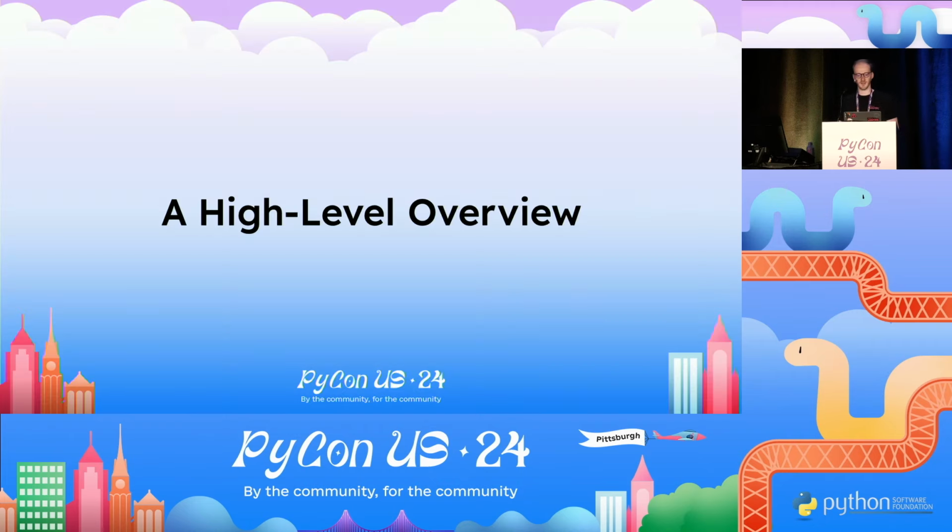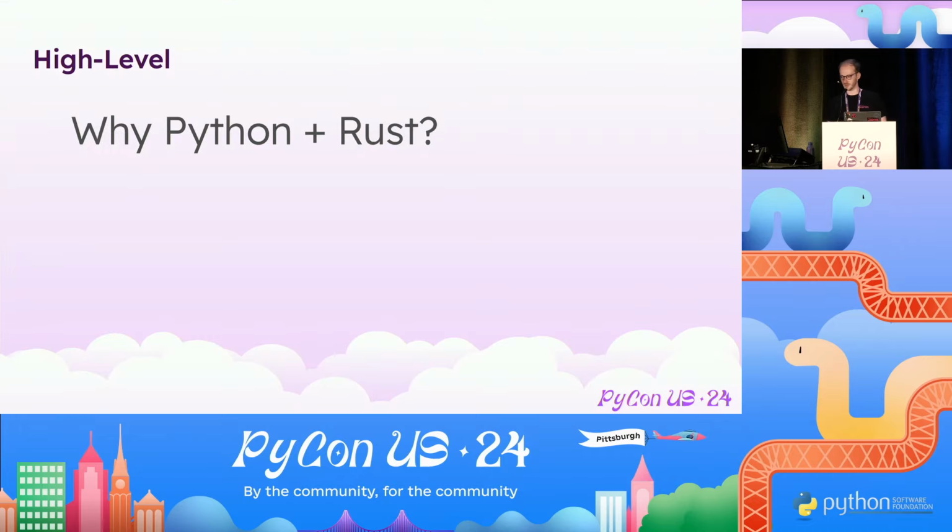Moving on to the matter at hand, let's begin with that high-level overview. A good question that I think we should start with is why Python and Rust? Well, there are lots of reasons that I've given to people over the years in different conversations. First off, it's fun. Personally, as I said, I love these two languages. I love writing code in Rust. I love writing code in Python. Why not mix the two?